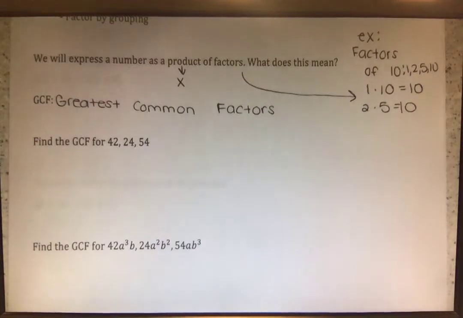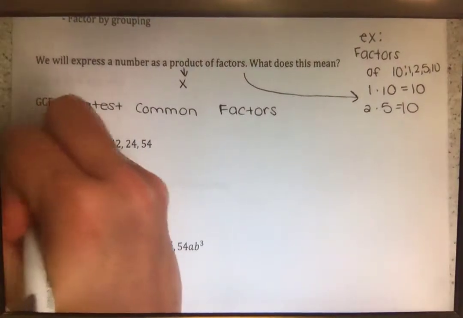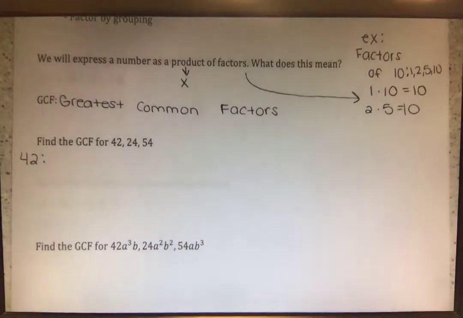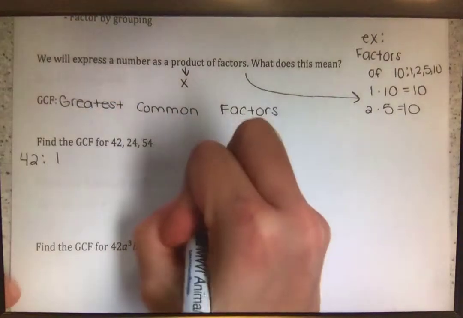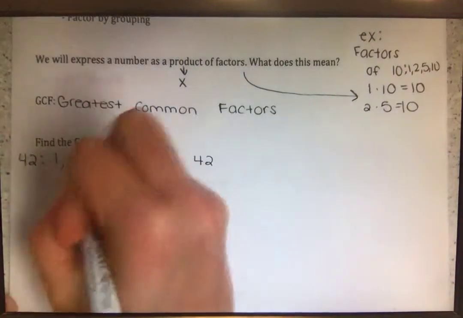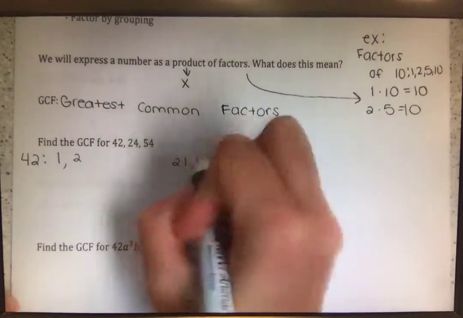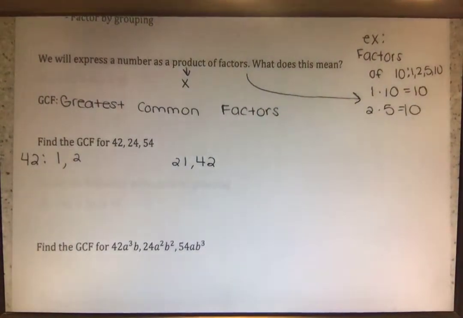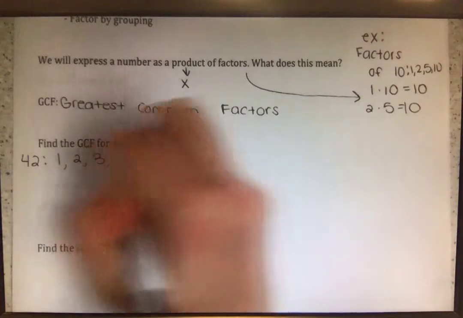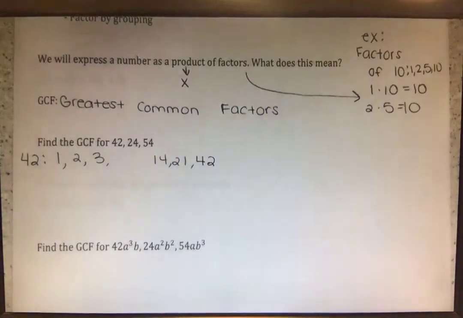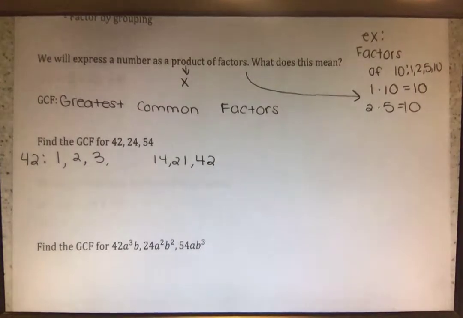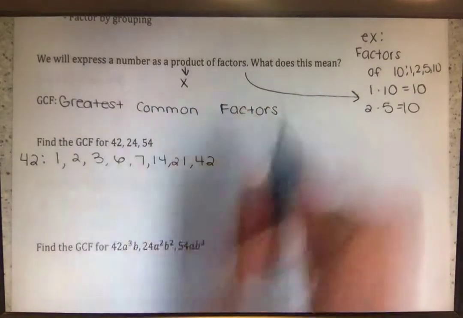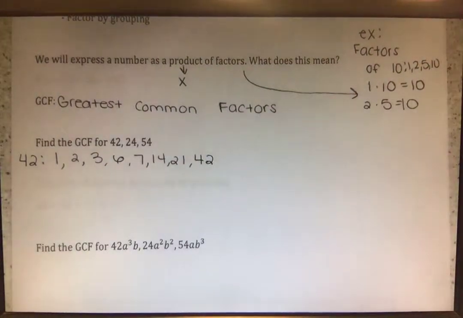So in order to do so, let's write out our list of factors for 42. So we have 1 times 42, 2 times 21, 3 and 14. 42 divided by 4 gives us a decimal, so I know that's not going to work. 5's not going to work. 6 times 7. 7's already on our list, so we know that our list is done.